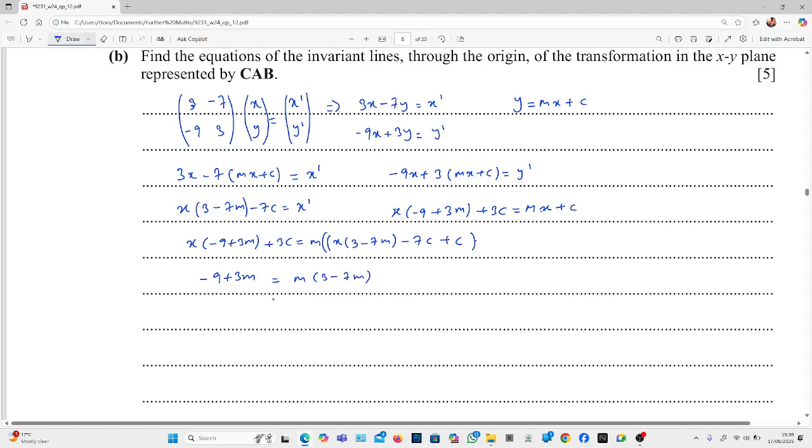And of course now we've got negative 9 plus 3m is equal to 3m minus 7m squared. So what we're saying is the 3m and the 3m can disappear, and I have then 7m squared is equal to 9, and so m is going to be equal to plus or minus the square root of 9 over 7, which is then plus or minus 3 over root 7.